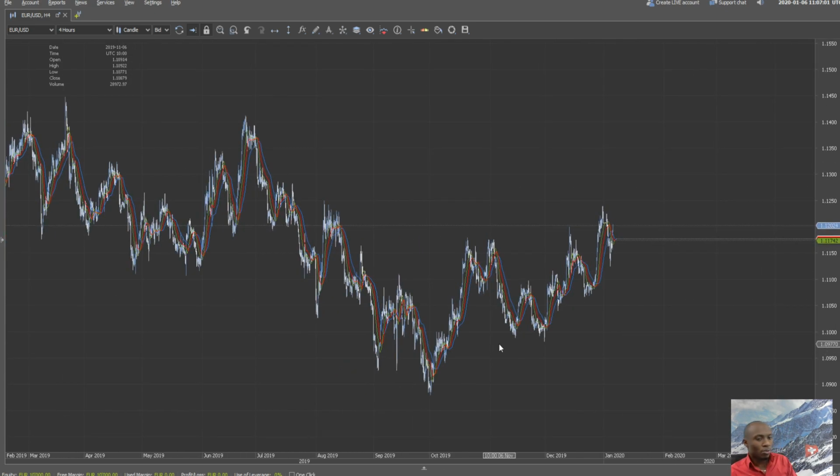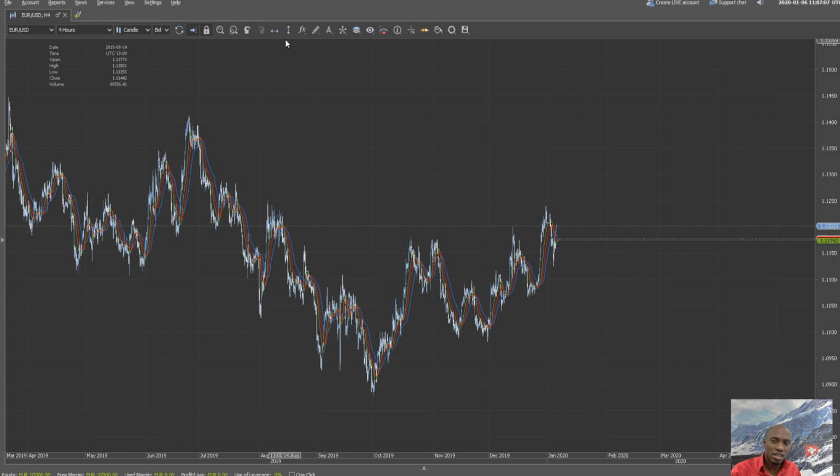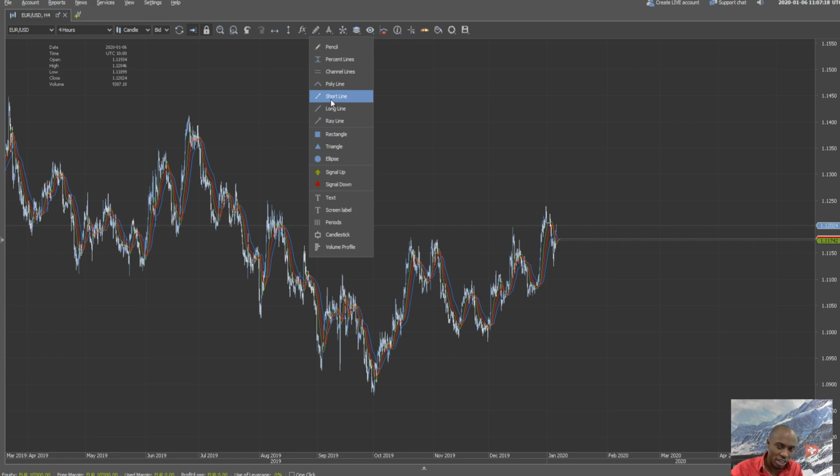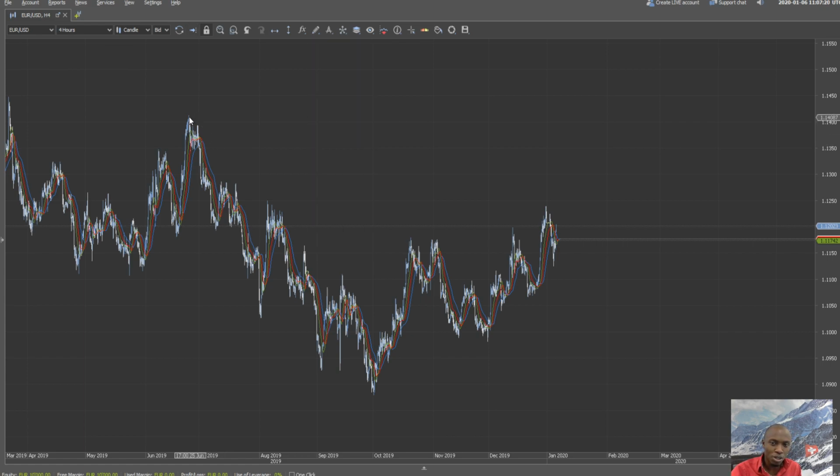I will advise you, when you want to use this alligator indicator, always try to use it on a trend, when the market is trending, because that is what it's all about. The indicator is all about trading with the trend. It helps you to trade with the trend.